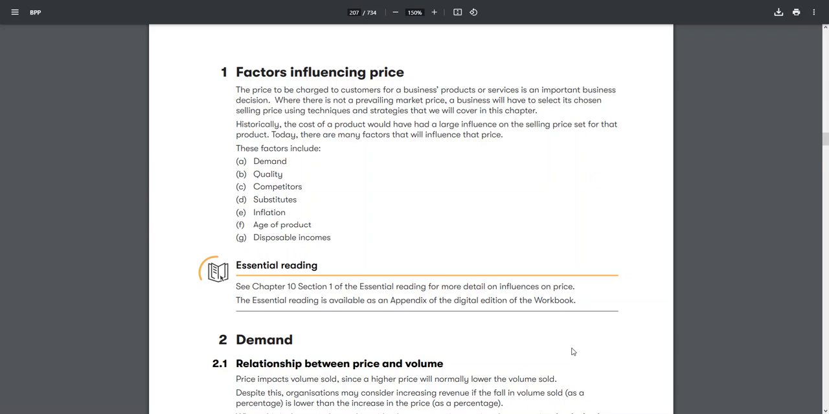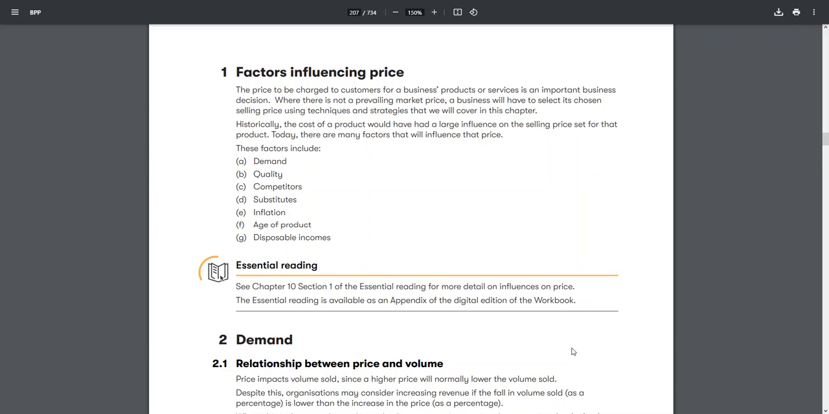Quality. Some products have a higher quality, so there is a higher price for them. Some products have lower quality, there is a lower price for them. Competitors: what competitors are charging also decides the price that we are going to charge. If they're charging a lower price, we have to charge a lower price. If they're charging a higher price, we have to charge a higher price. The opposite can also happen, but these are the things that usually happen.